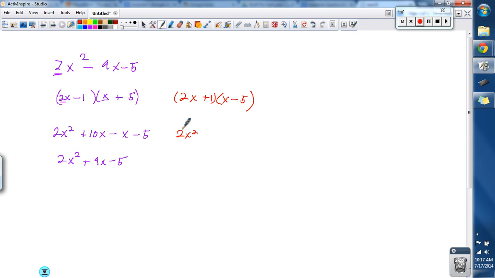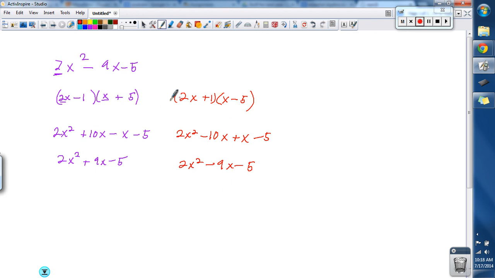So 2x times x gets us the 2x squared, and now I multiply 2x times -5 gets us the -10x, and then 1 times x gets us a plus x, and 1 times -5 gets us a -5. So combining like terms, I get 2x squared minus 9x minus 5. So there you have it.